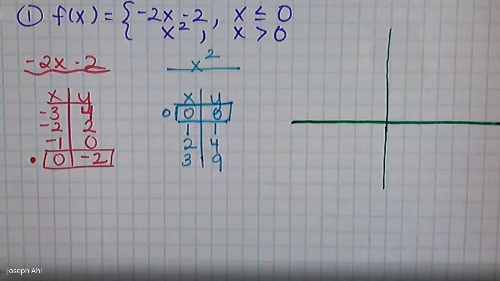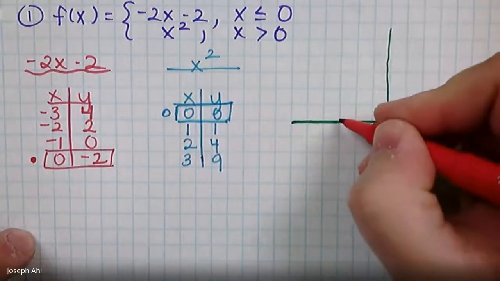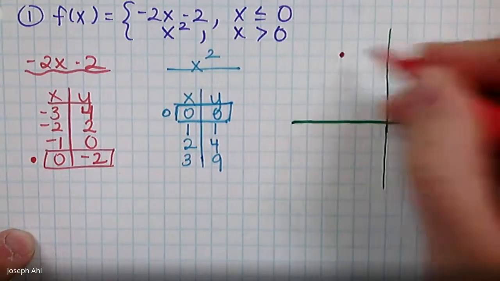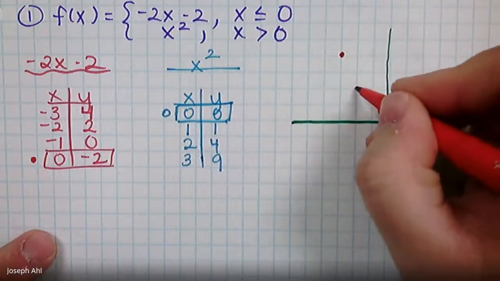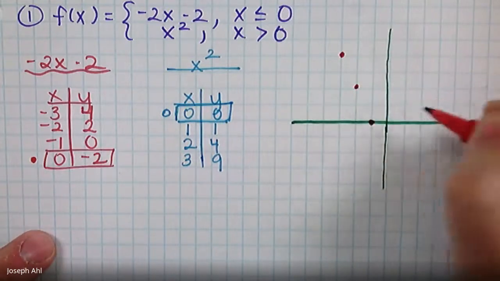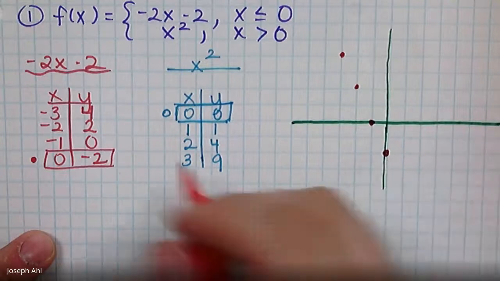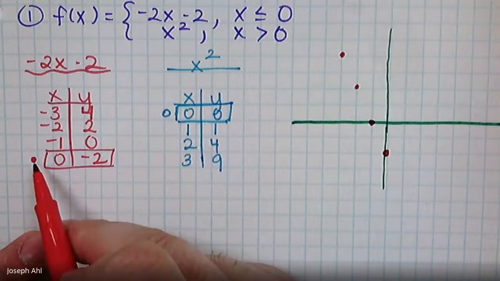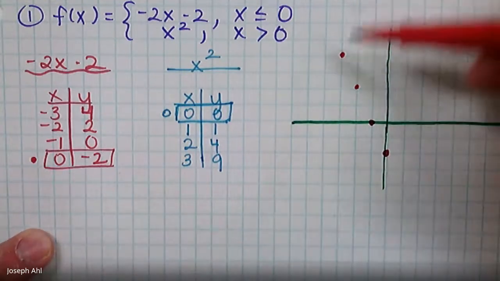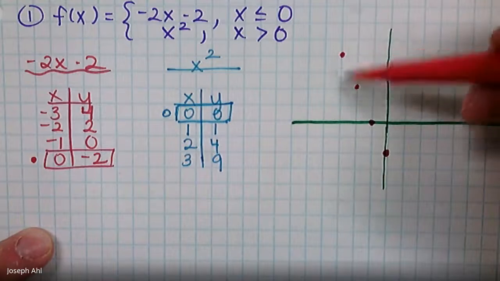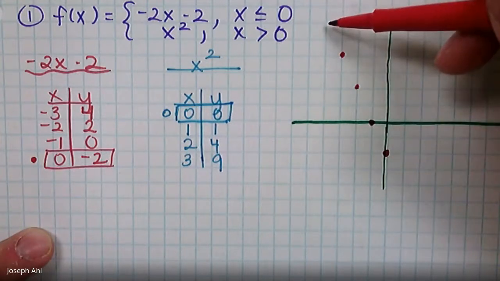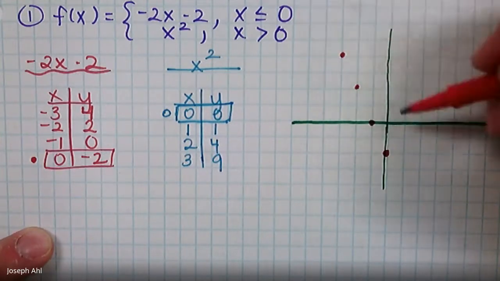Okay, so you don't have to use different colors. I kind of like the way it looks, so you can definitely see what these two pieces look like. But we've got negative 3, 4, and then negative 2, 2, negative 1, 0. 0, negative 2 is the last point we could plot for that linear function. And we do see that it should be a closed circle. So the thing is, I could have gone to x equals negative 4 and found the y value of 6, and x equals negative 5 and so on.